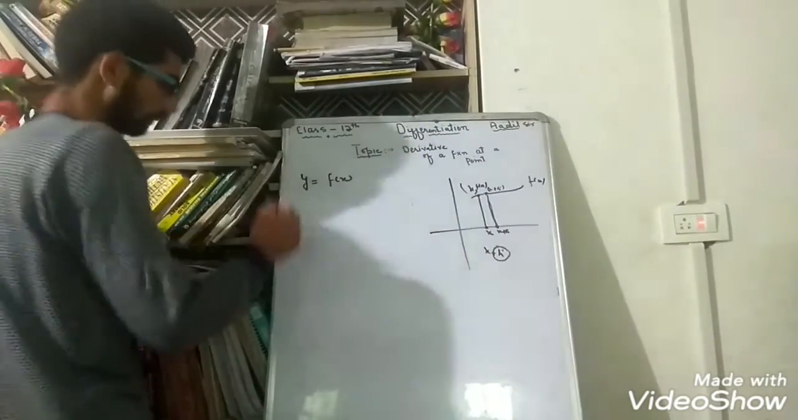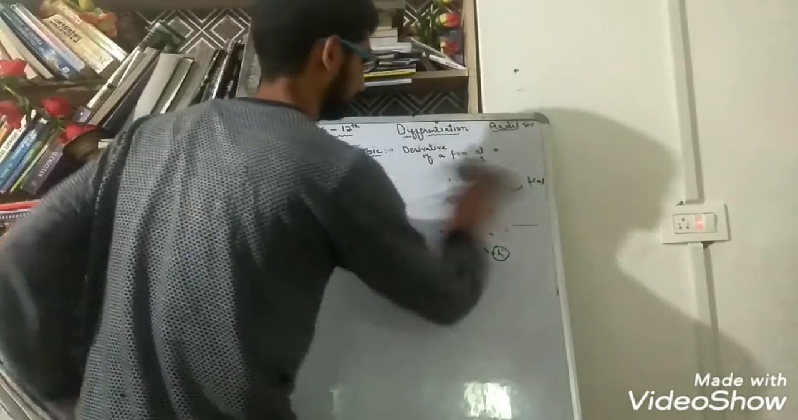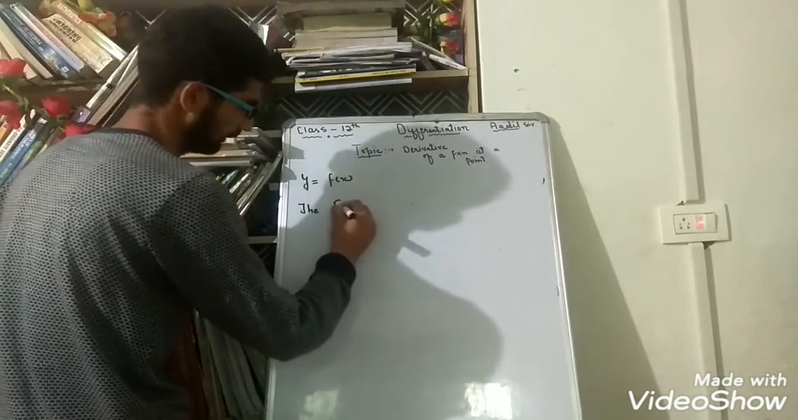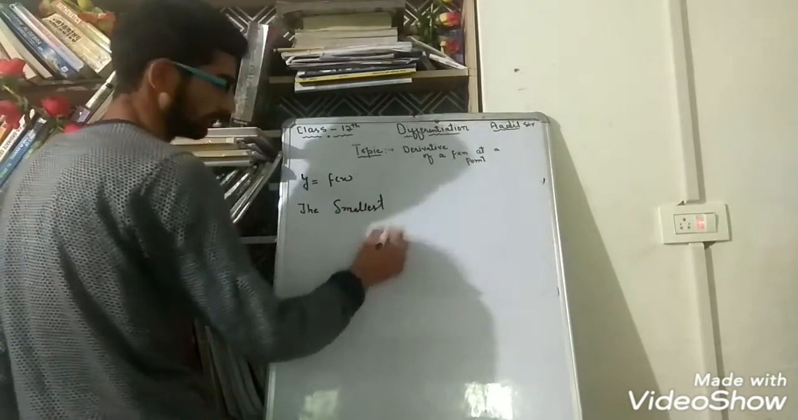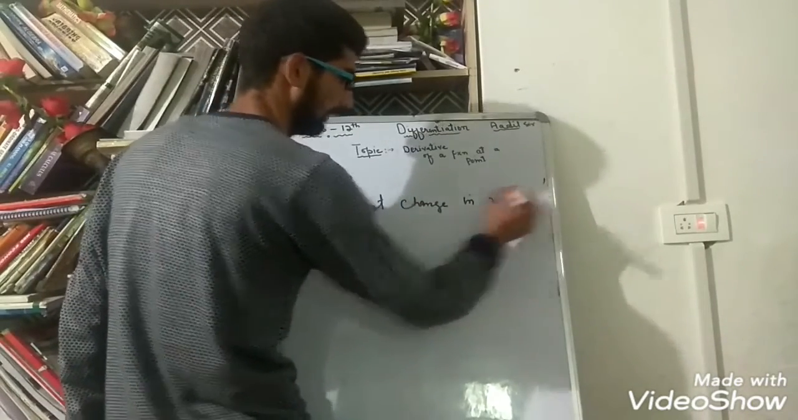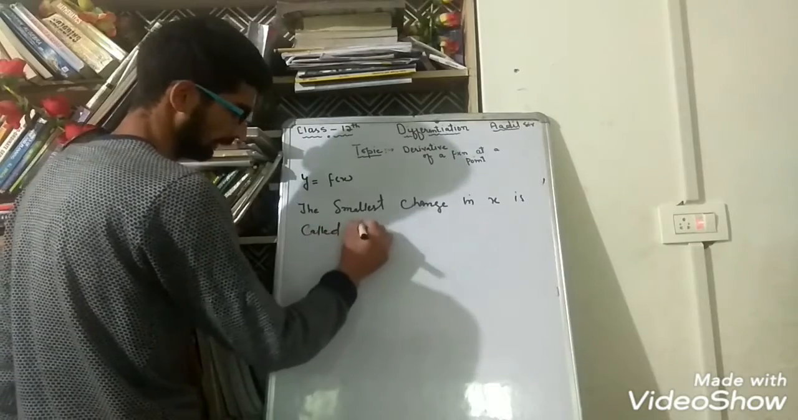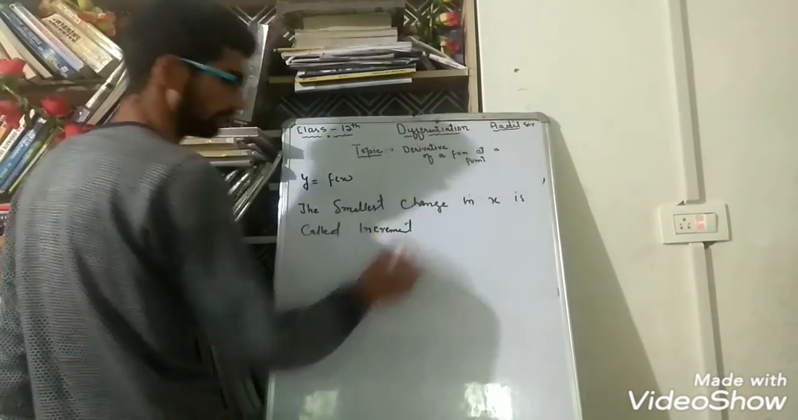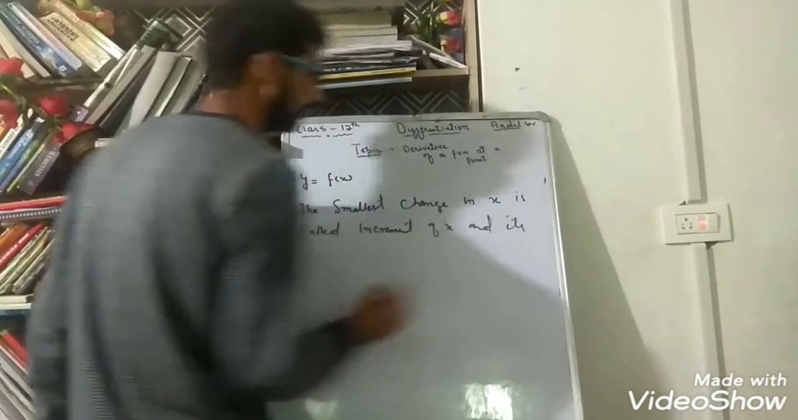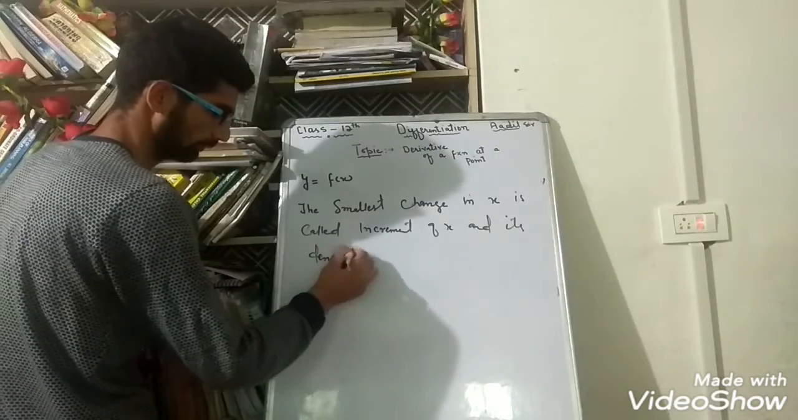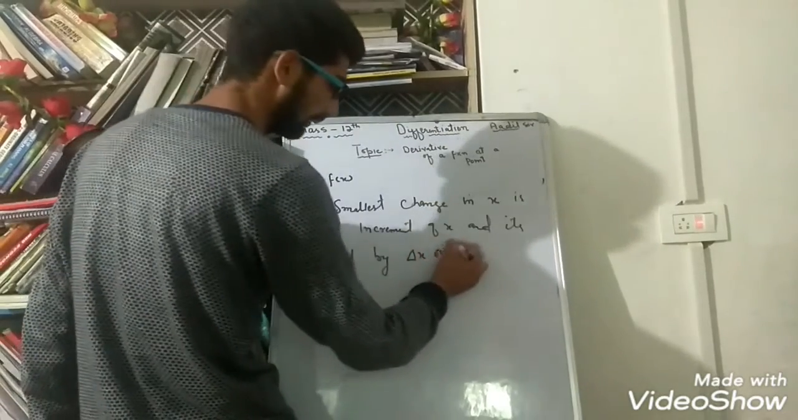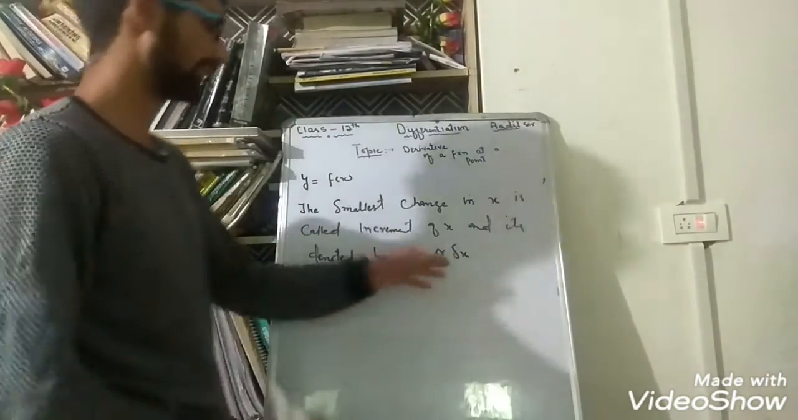So you write down: the smallest change in x is called the increment of x, and it is denoted by del x. So this represents del x, the increment of variable x.